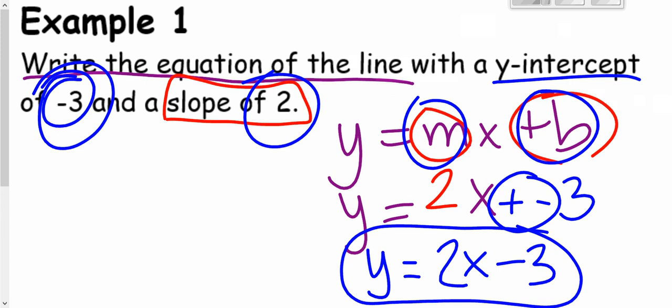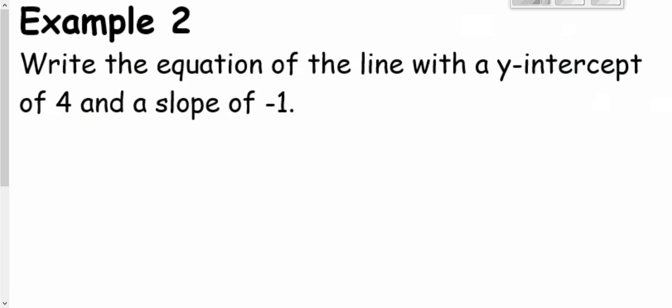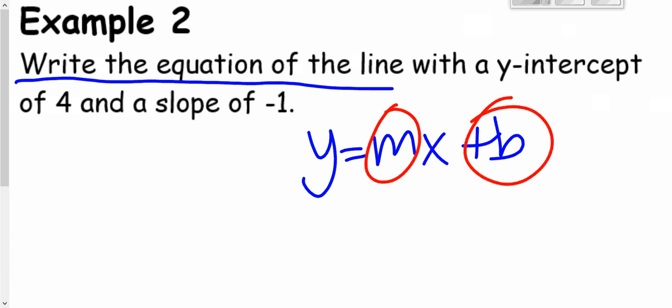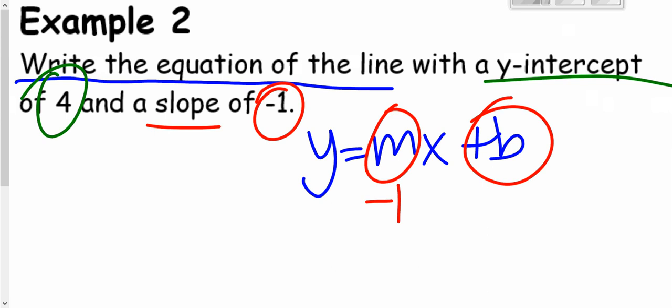So why don't you try example 2? Again, we're asked to write the equation of the line, which means y equals mx plus b, where we are substituting m and b. So m stands for what? Slope. What's the slope that they give us? -1. And then b stands for what? The y-intercept. And what's the y-intercept that they give us? 4. So I'm going to plug in the 4 for the b, and it's a positive 4, so I do need to put a plus.